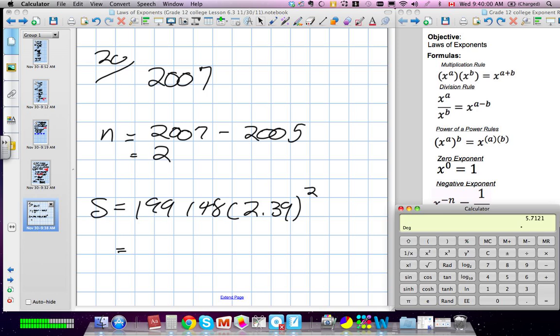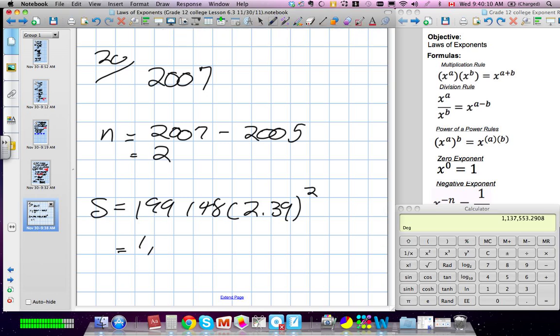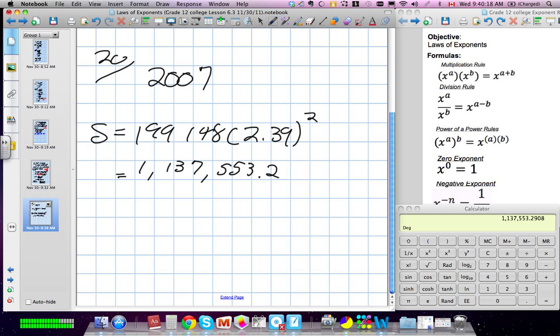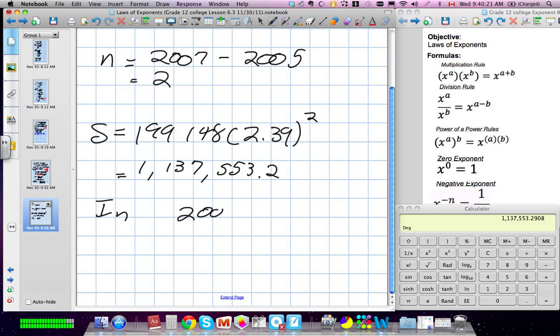In 2007, there were 1,137,553.2 cars sold. So in 2007, 1,137,553 vehicles were sold.